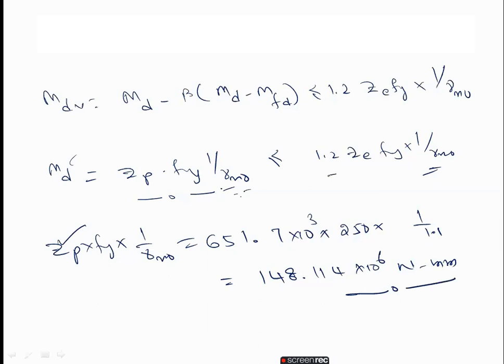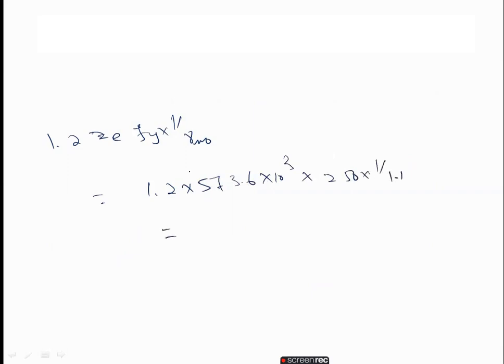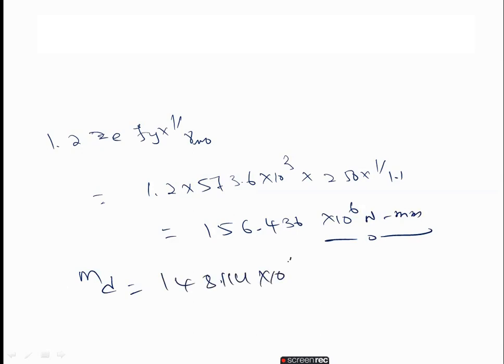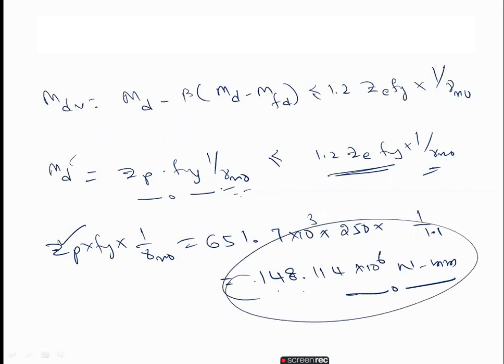Next we will solve 1.2 into Ze fy into 1 by gamma m0. Here Ze is 573.6 into 10 cube, fy is 250, into 1 by 1.1, the partial safety factor. You will get the answer 156.436 into 10 power 6 Newton mm. Now the Md value is whichever is the lesser value, that is 148.114 into 10 power 6. This value is less than that value.